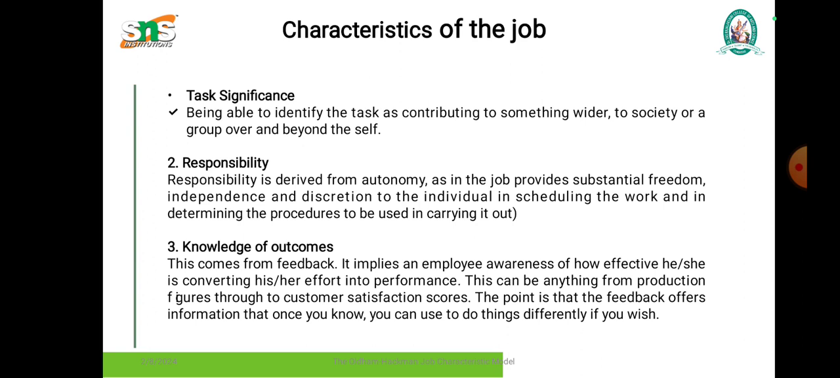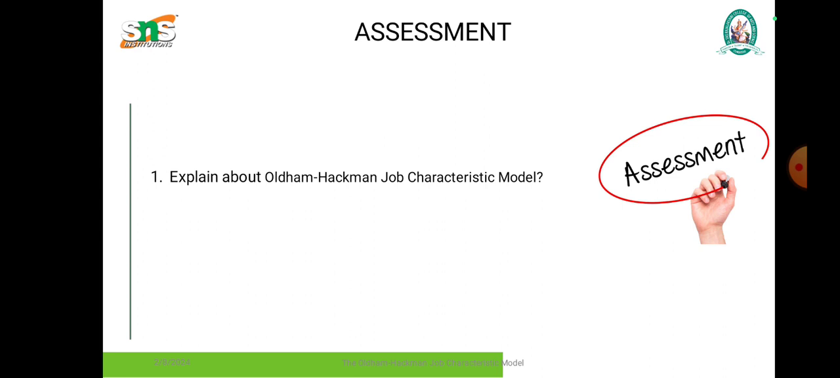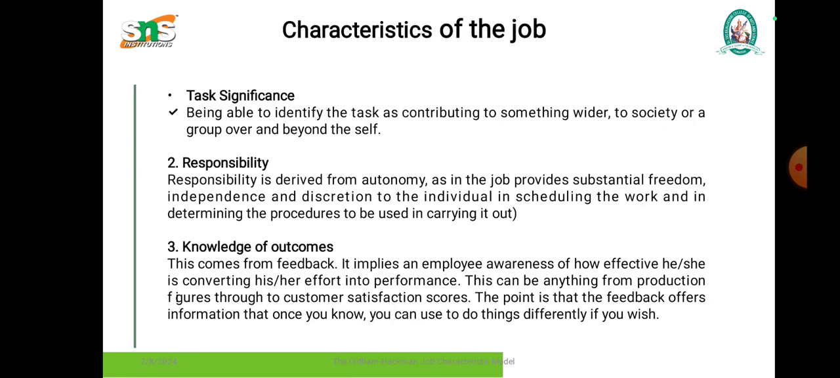And the third characteristic is knowledge of outcome. This comes from feedback, which implies an employee's awareness of how effectively he or she is converting effort into performance. This can be anything from production figures through to customer satisfaction scores. So these are the characteristics of the job.